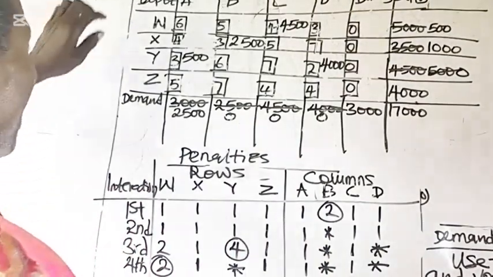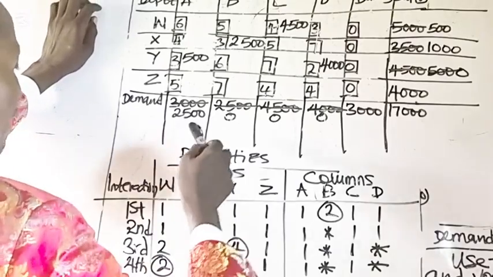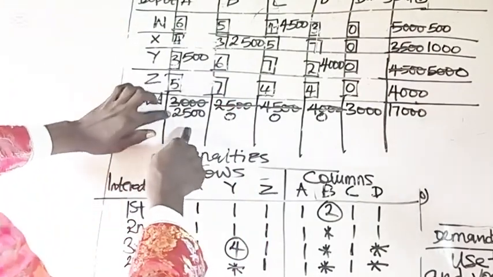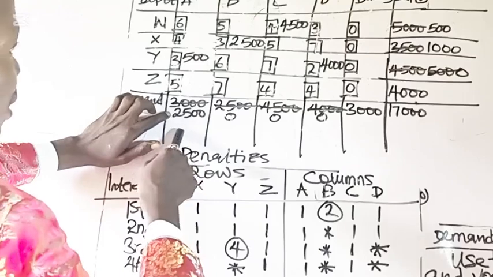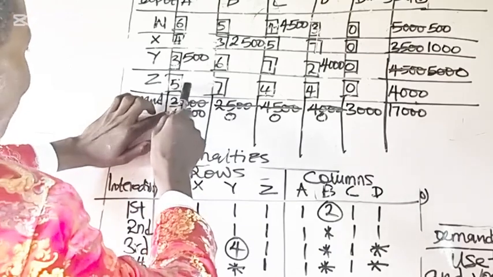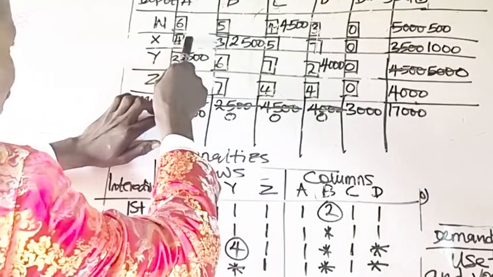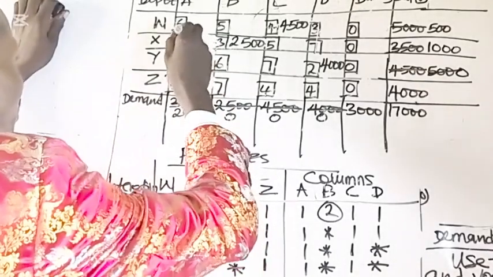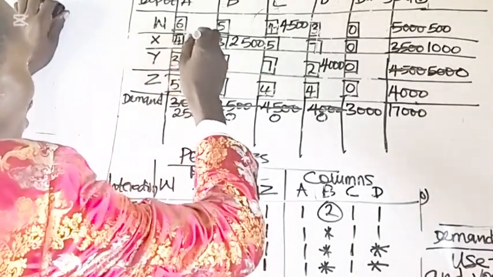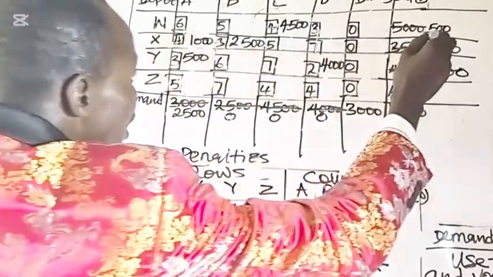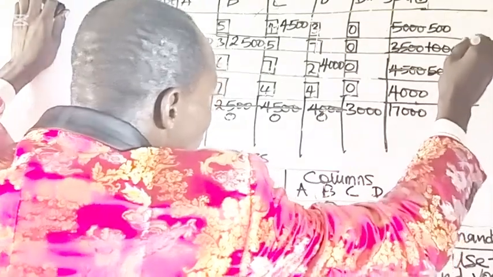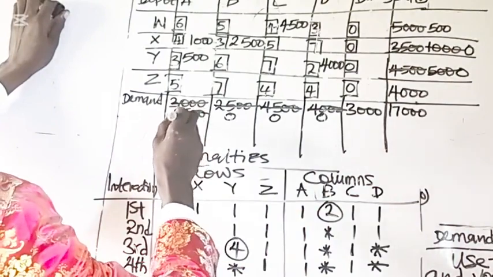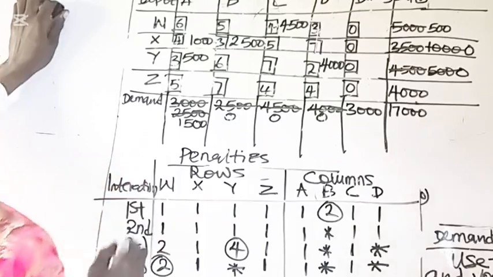Now, what are you left with? You still have 2,500 in this row. What is the least cost there? The least cost is supposed to be 4. Yes, it's 4. That means you can give the 1,000 to this 4. Since you are left with 1,000 in that row, you will be left with 0. Then if 1,000 goes out of 2,500, you'll be left with 1,500.